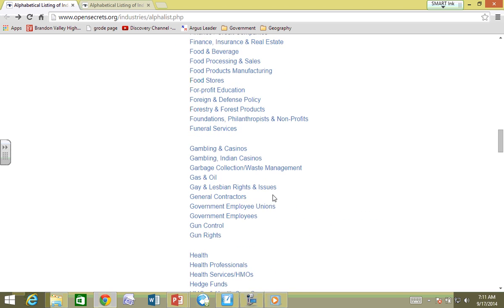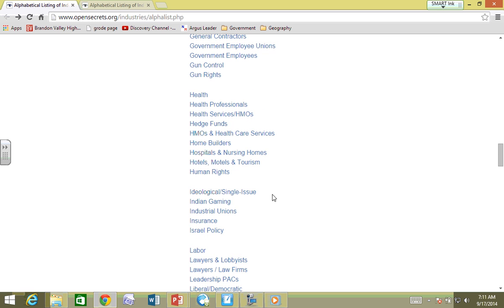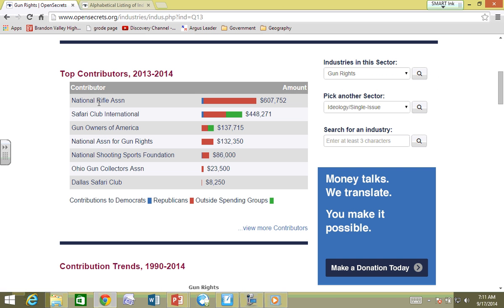Since we were talking about the NRA, let's go under gun rights. Under gun rights, we see that the NRA is an interest group here, but we also have the Safari Club and the Gun Owners of America and so on. So there are a number of different interest groups, and they share that same interest. They want to protect gun rights, gun ownership.